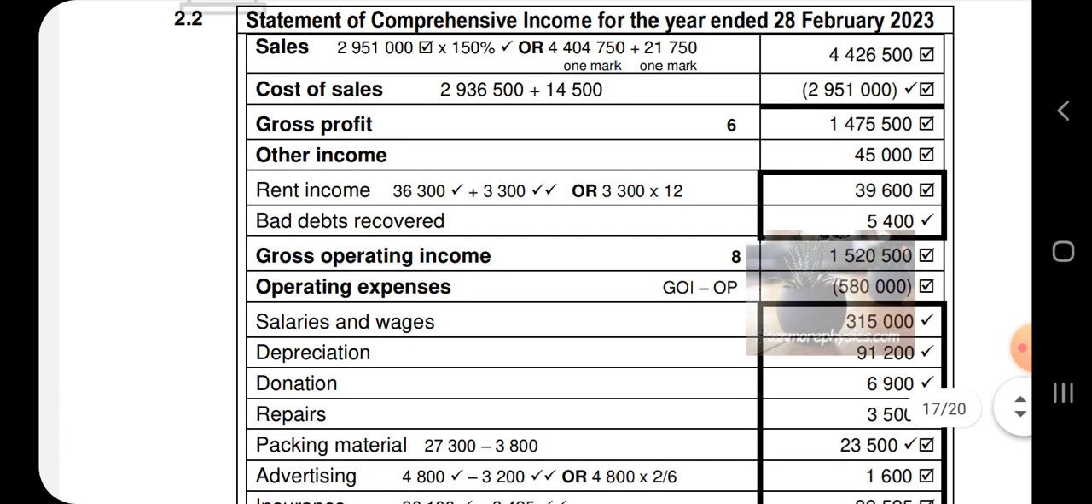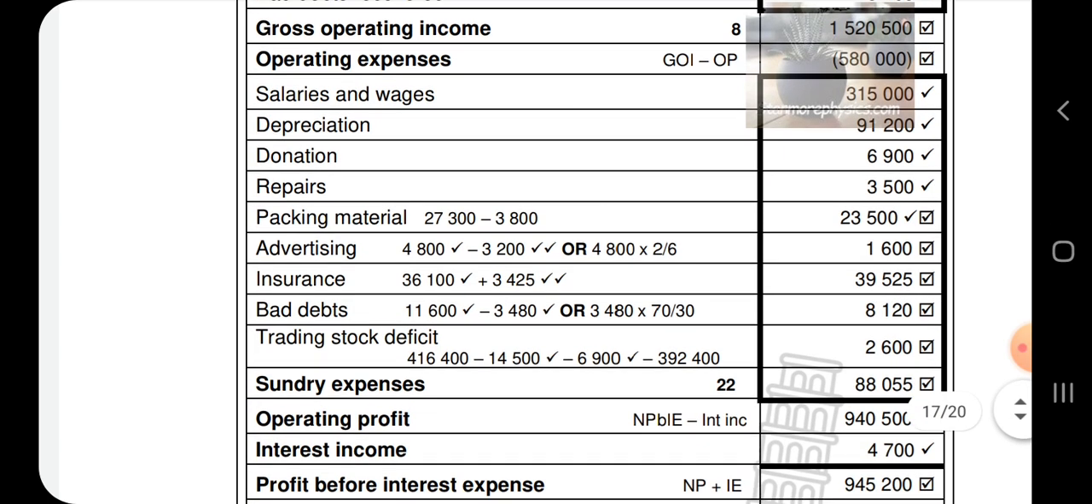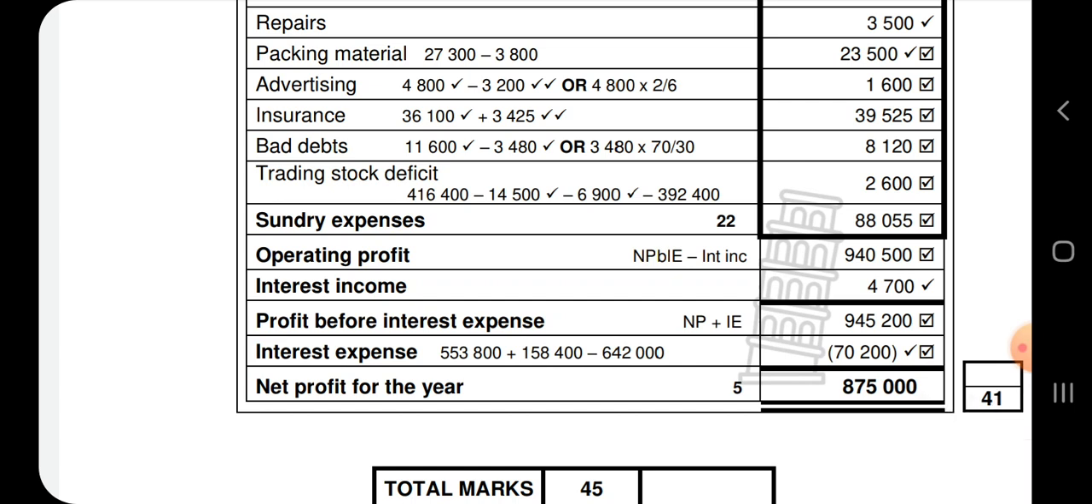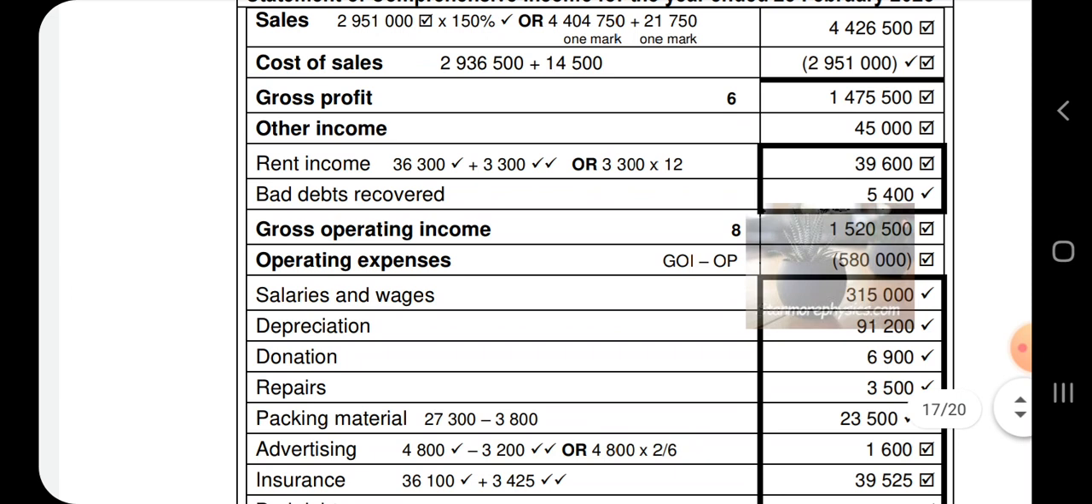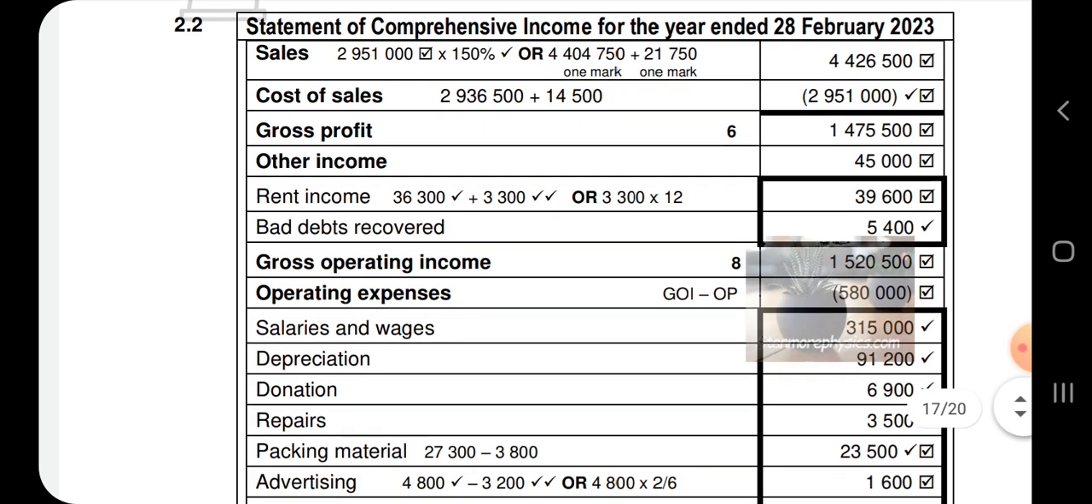So we have done sales, cost of sales, gross profit, other income, rent income. The bad debts recovered, you take it exactly as it is from the trial balance and put it here. And then also salaries and wages, depreciation, donations, repairs, they didn't have any adjustment, so you had to take them the way they are. Packing material, advertising, insurance, bad debts, trading stock deficit, we have done the calculations. You took sundry expense as it is. Sales minus cost of sales equals gross profit. That's how you are going to do it.